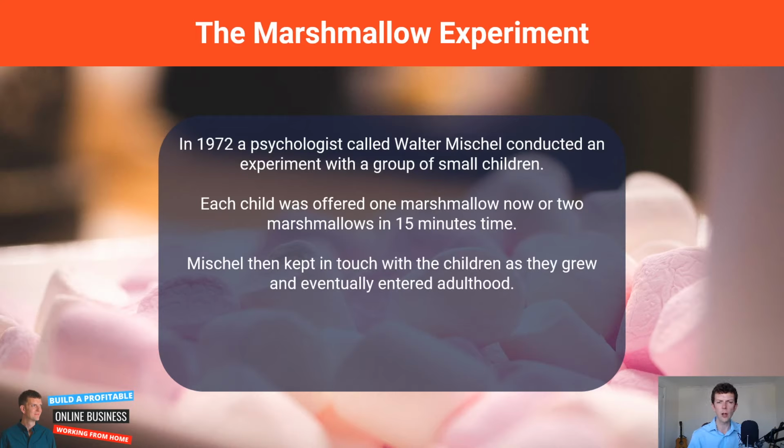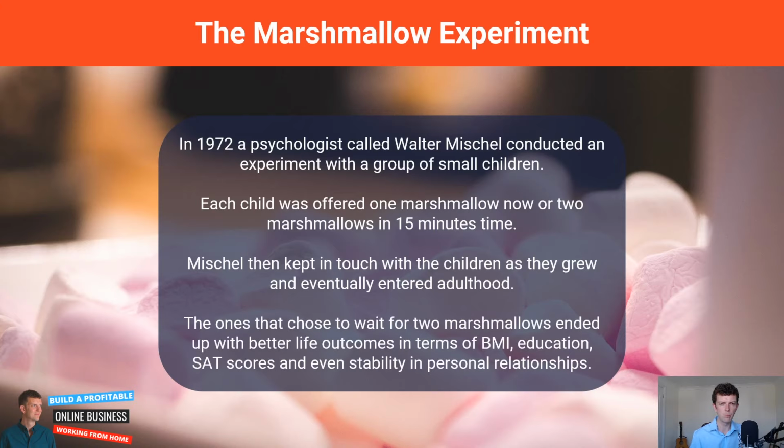Mischel then kept in touch with the children as they grew and eventually entered adulthood. The ones that chose to wait for 2 marshmallows ended up with better life outcomes in terms of body mass index, education, SAT scores, and even stability in personal relationships.